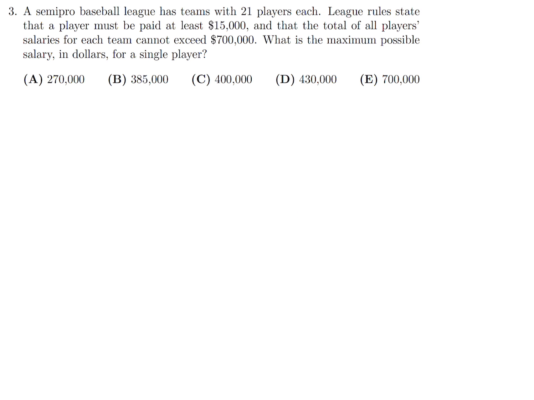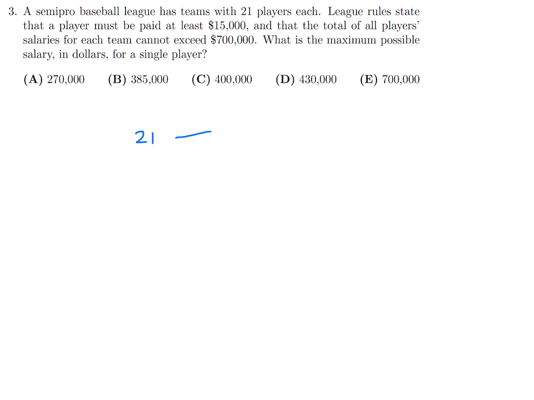A semi-pro baseball league has teams with 21 players each. League rules state that a player must be paid at least $15,000 and that the total of all players' salaries for each team cannot exceed $700,000. What is the maximum possible salary in dollars for a single player?